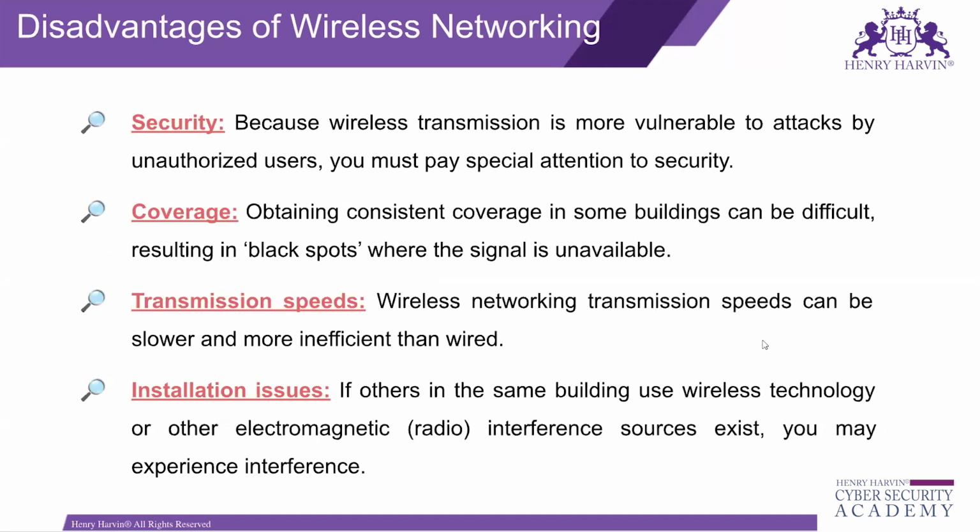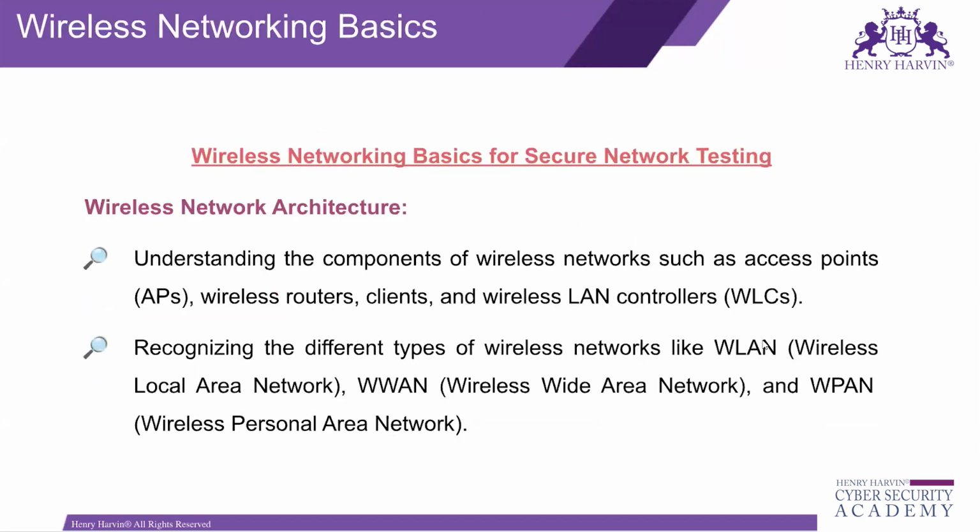What are the disadvantages? Security. I said how easily devices can connect; that easily means anybody can connect. Coverage area: in some buildings, it may be difficult to communicate if there is a hole or anything. Transmission speed: if it is a wired connection, obviously the speed will be more. Installation issues: in some buildings where wireless connections are coming, it will be difficult to communicate.